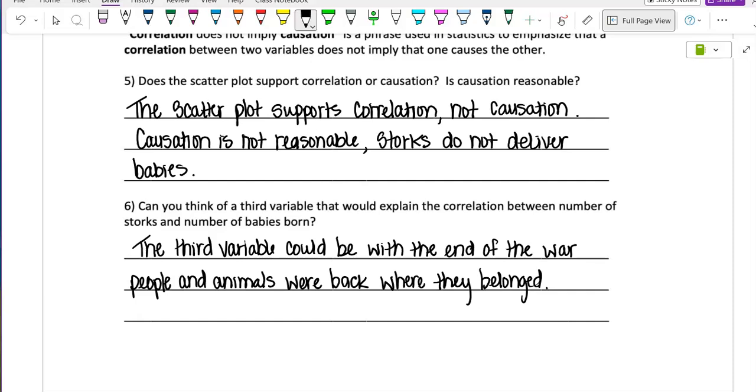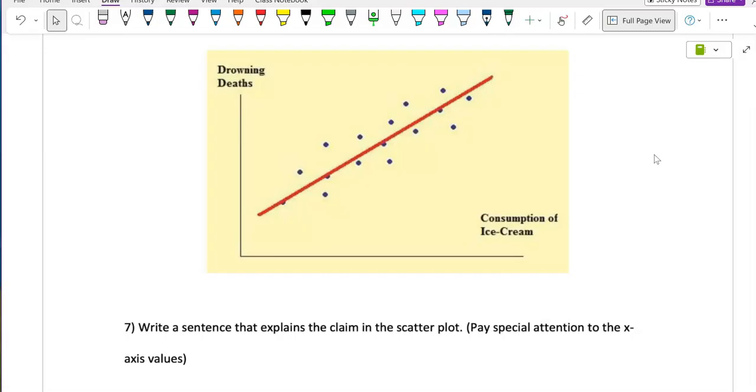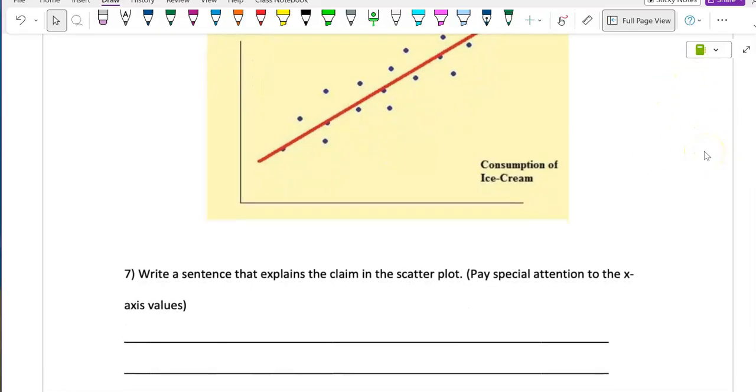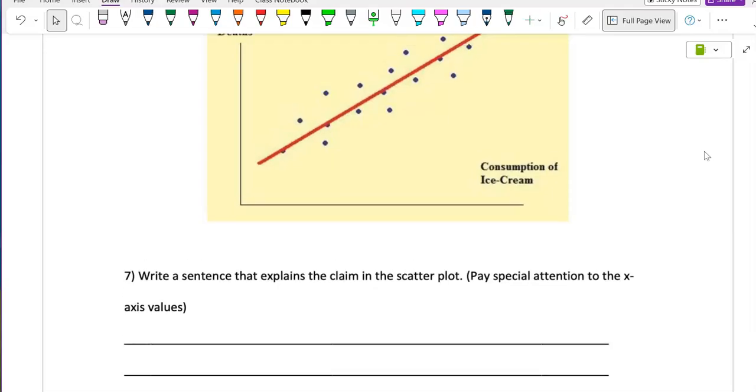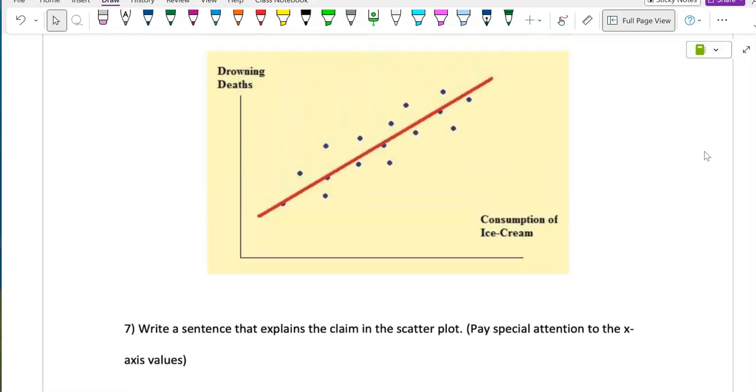All right, we have another graph on the next page, another situation here. All right, so here's our graph. Our x-axis is consumption of ice cream. Our y-axis is drowning deaths. Write a sentence that explains the claim in the scatter plot. Pay special attention to the x-axis values. So what are they claiming? Not saying what's true. What are they claiming in this graph?